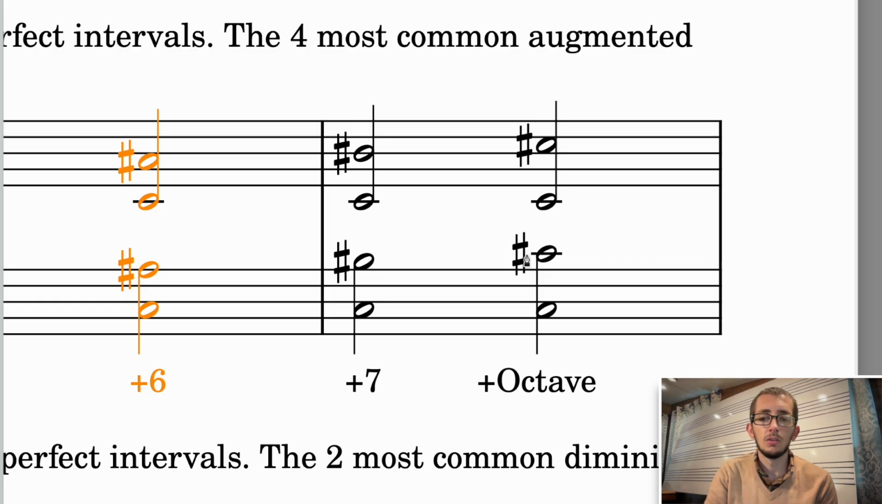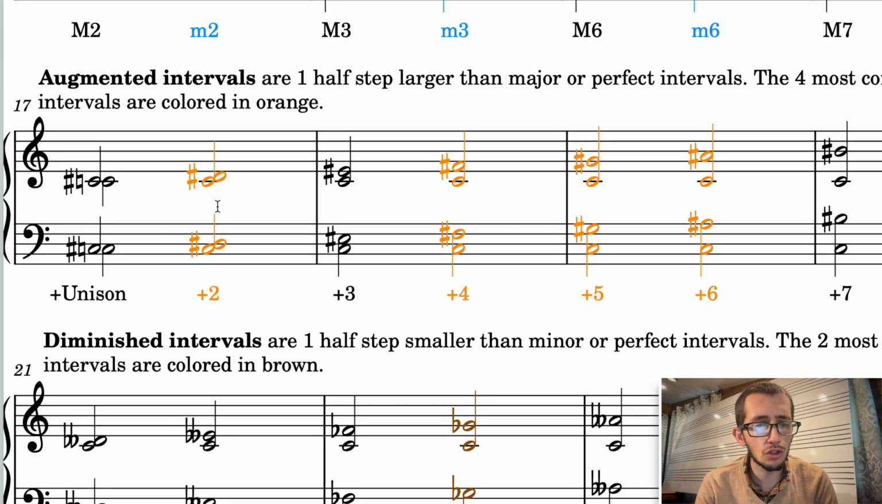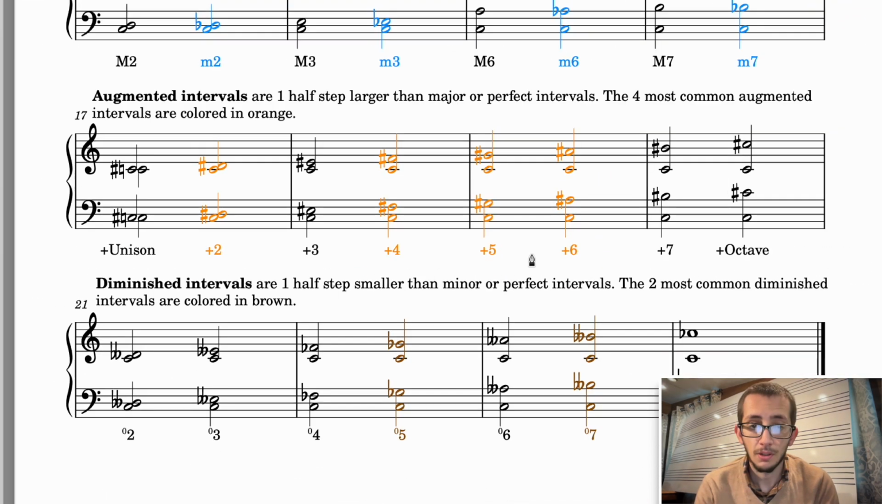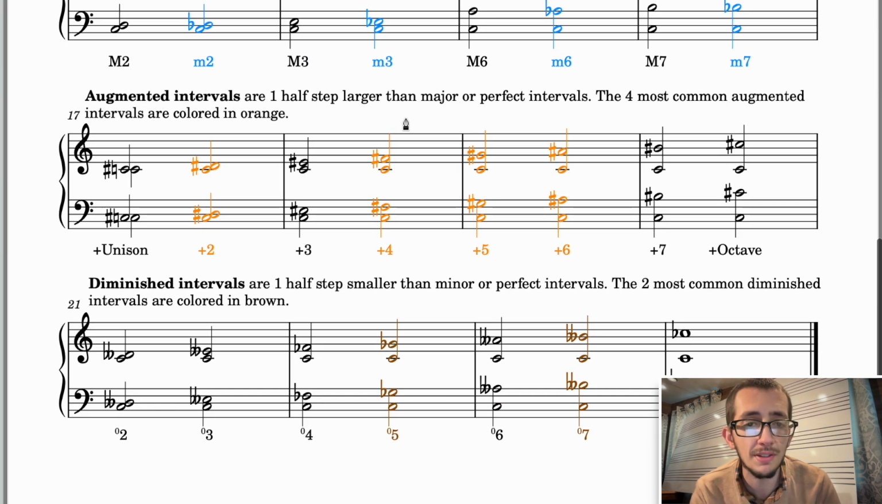The ones that you really need to pay attention to are the ones colored in orange, because these are the ones that you will encounter when you go to write out chords. So the augmented second, augmented fourth, augmented fifth, and the augmented sixth. They are just major or perfect intervals raised 1/2 step. So C to D, raise that D to a D sharp. C to F, raise that F to an F sharp. C to G, raise that G to a G sharp. C to A, raise that A to an A sharp. And you get your augmented intervals.